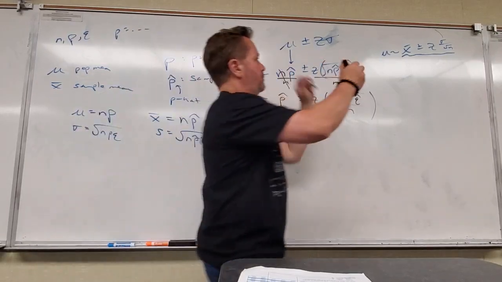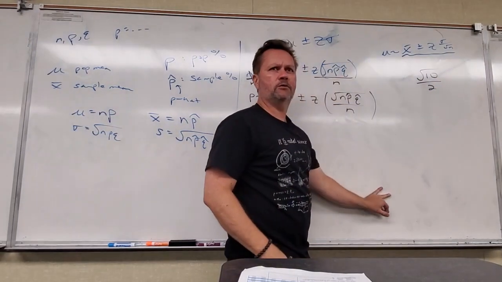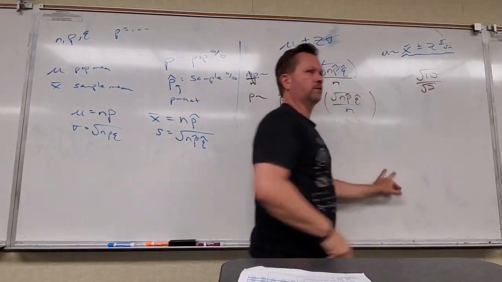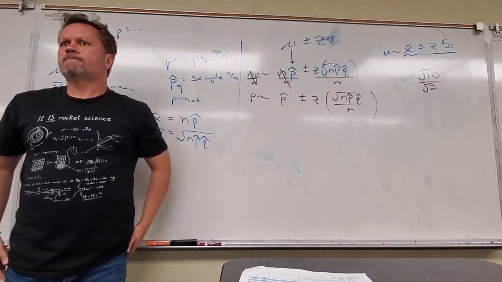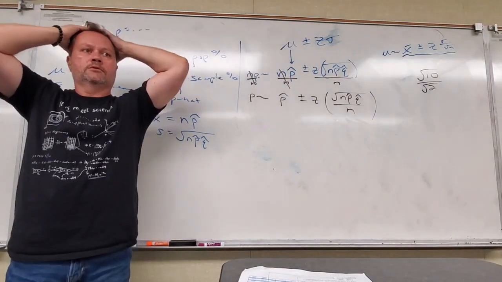So for example, what's the square root of 10 divided by 2? Is that the square root of 5? Nope. What's the square root of 10 divided by the square root of 2? That's the square root of 5. I can divide if they're the same root.